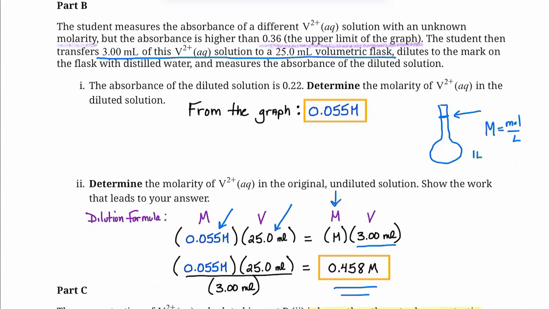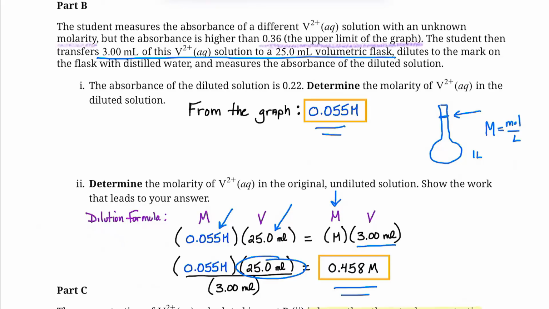Student measures an absorbance of a different solution with an unknown molarity, but of course, because that molarity is so much higher than what was used to establish that calibration curve, the absorbance was too high for the graph. The student then transfers 3 milliliters of this more concentrated solution and then dilutes it to 25 milliliters to make that solution. Okay, and then takes some of that and puts that through a spectrophotometer and reads this absorbance.